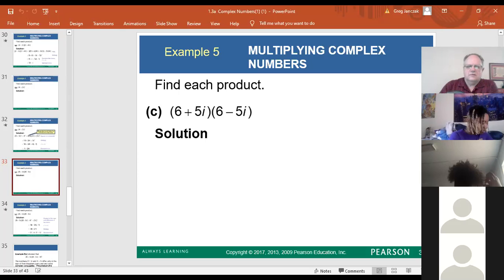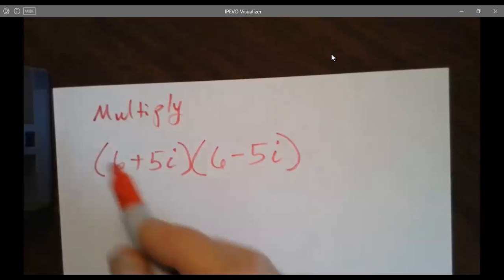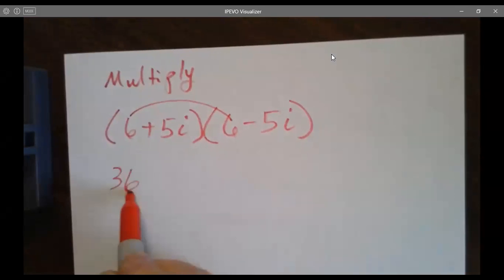So Jalen, what are we going to multiply first? Are you there, Jalen? Okay, how about Alex? Well, we're going to multiply the two 6's first, right? Okay. So we're going to multiply the two first terms, right? 6 times 6. And that gives us what? It should give us 36, right?